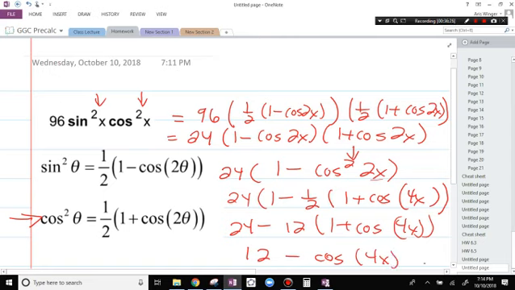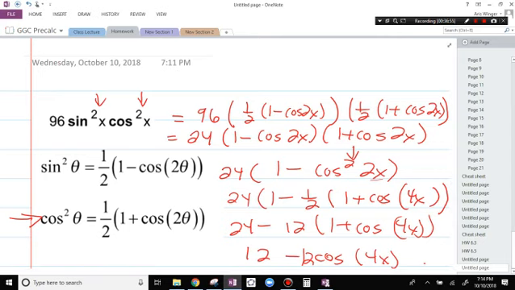And now there are no powers. I need a 12 here. So that 96 sine squared cosine squared is just 12 minus 12 cosine 4x. So really, for even powers, there's no need to really have even powers at all on sines and cosines. You can always make them just regular sines and cosines of multiples of the angle.